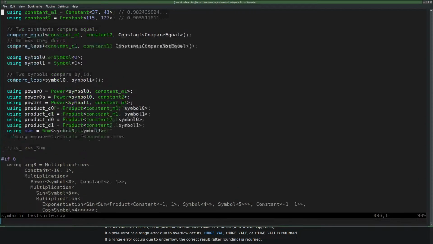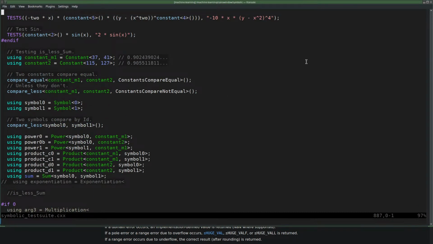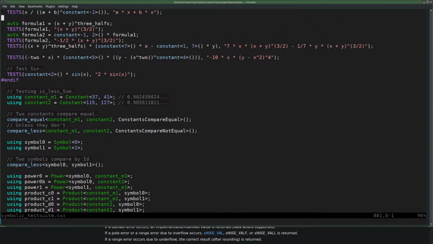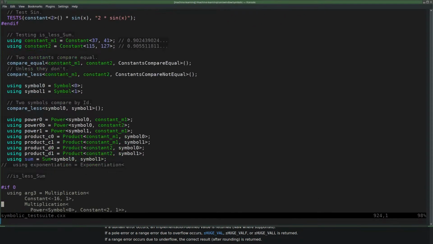Okay, I'm writing a test suite for this. Two constants compare equal, even if they are not equal, unless you tell it that they do not compare equal. Then this is less than that, as usual. Two symbols compare by ID, so the 0 is less than 1.